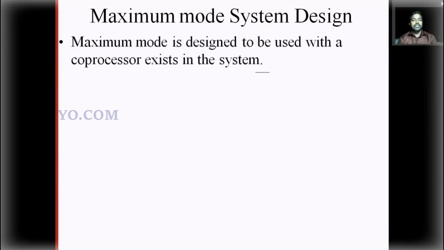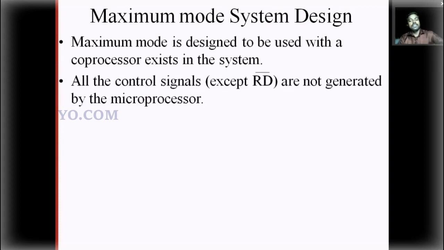Next one, maximum mode system design. The maximum mode is designed to be used with the co-processor that exists in the system. What is the difference between minimum mode and maximum mode? Minimum mode is a single CPU, single microprocessor or single processor. Maximum mode means multi-processor, so more than one processor is connected with the 8086 microprocessor. Here a coprocessor exists with the 8086.